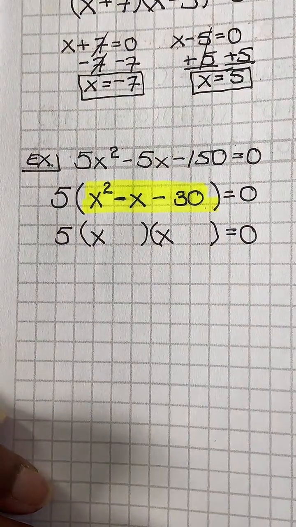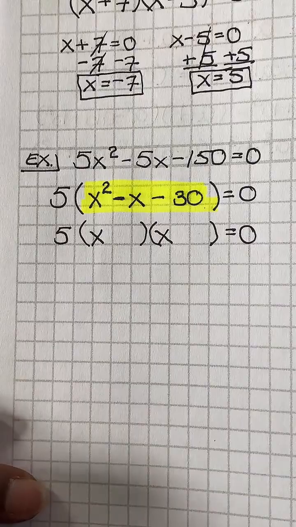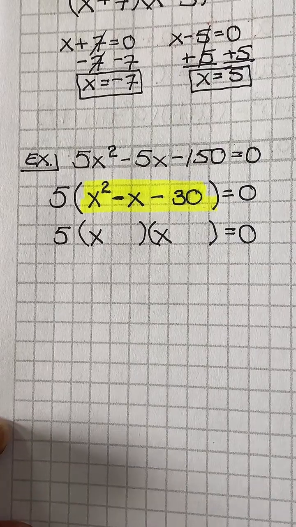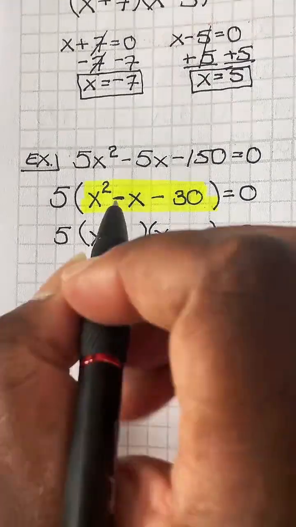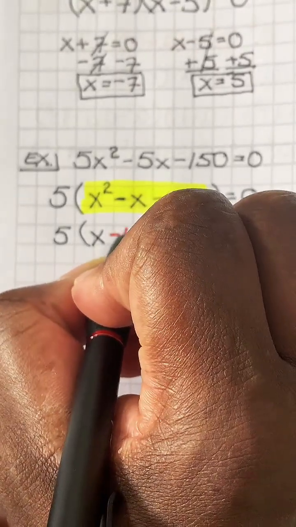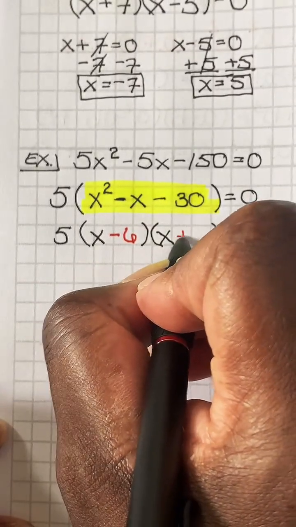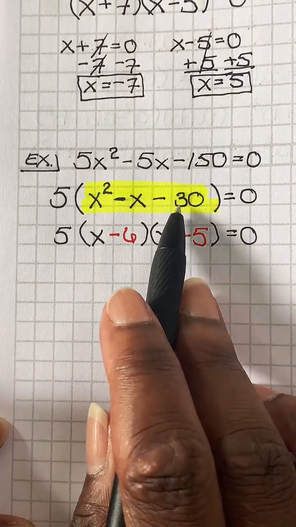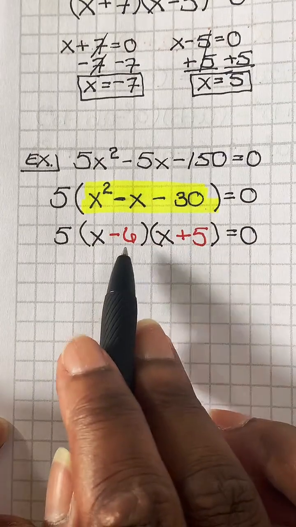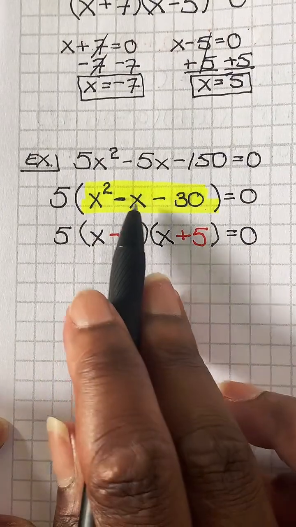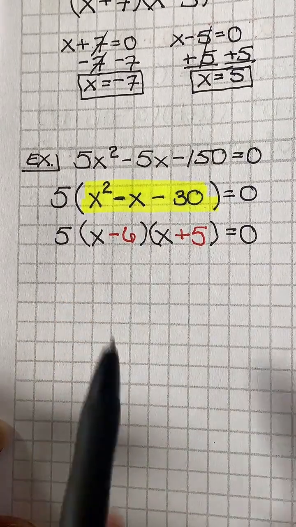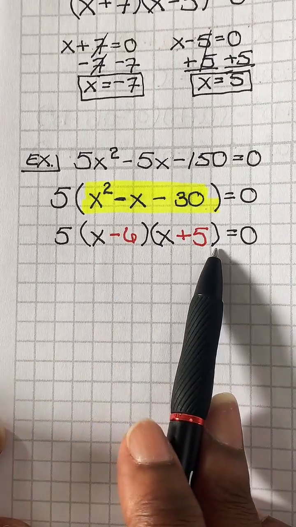So we got negative 6 and 5. We got a battle between negative 6 and 5. Okay, there we go. So negative 6 times 5 gives me negative 30, and negative 6 plus 5 gives me negative 1. So these are the numbers that we want. Right here, we got our factors.